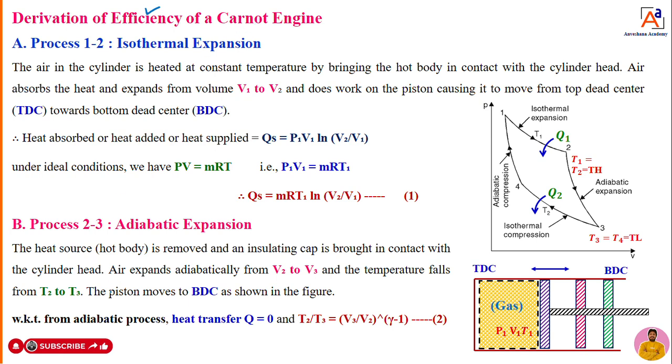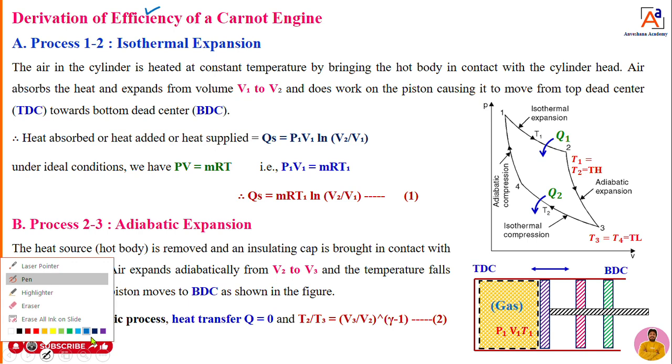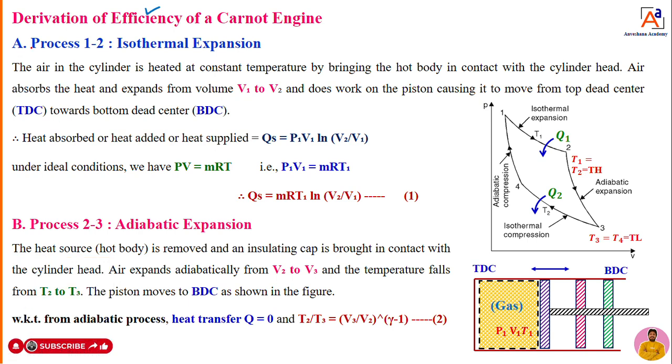So as I told, dear students, there are 4 processes. The first process is process A, that is process 1 to 2. I will take a PV diagram and a schematic diagram of the working model. This point we can call TDC, and this point we can call BDC. The cylinder is completely insulated, and one end is open. Sometimes it acts as an insulator, sometimes as a thermal conductor, based upon our requirement, as we will see.